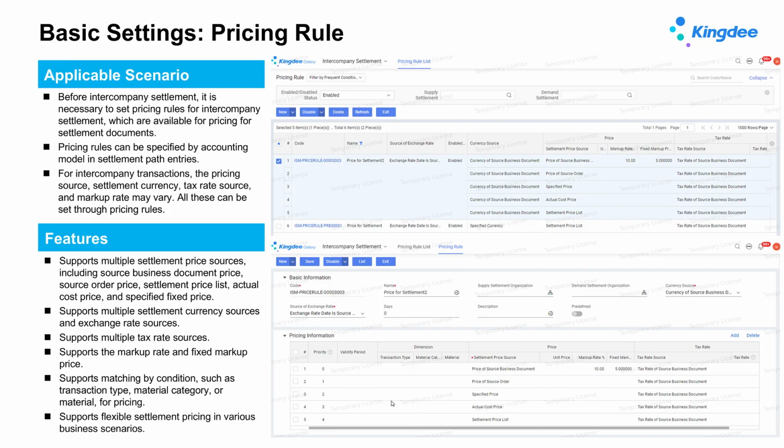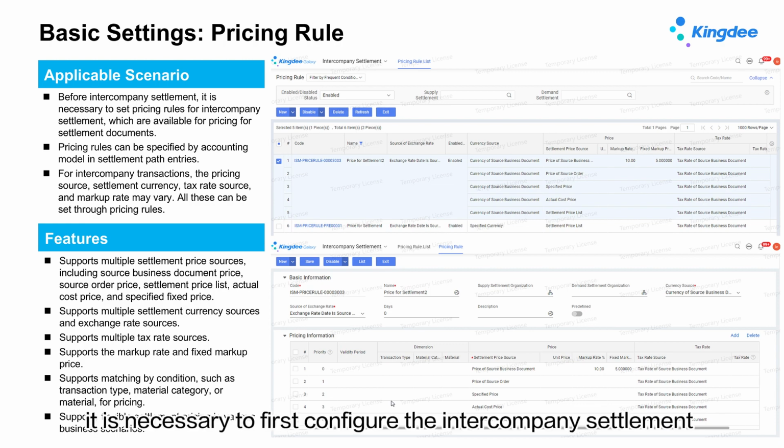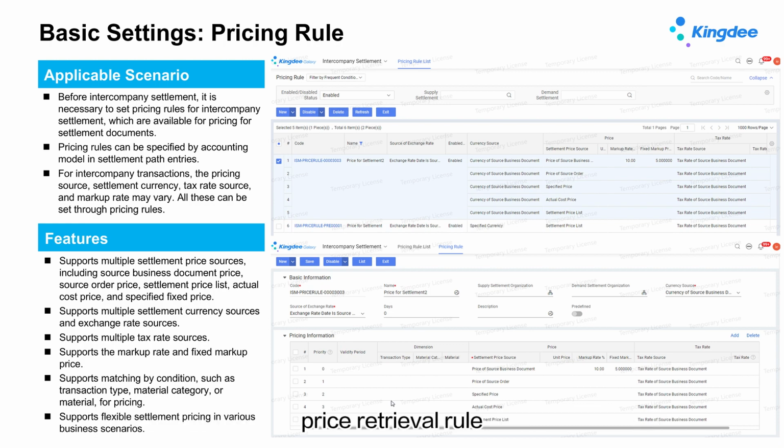Next, let me explain the price retrieval rule. Before conducting intercompany settlement transactions, it is necessary to first configure the intercompany settlement price retrieval rule. The price retrieval rule supports a variety of price retrieval sources, multiple currencies, exchange rates, and tax rate sources. The price retrieval mode offers flexibility and supports various business scenarios.